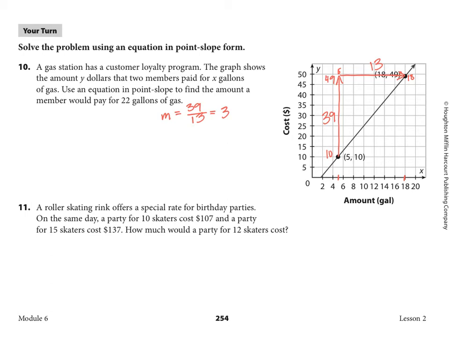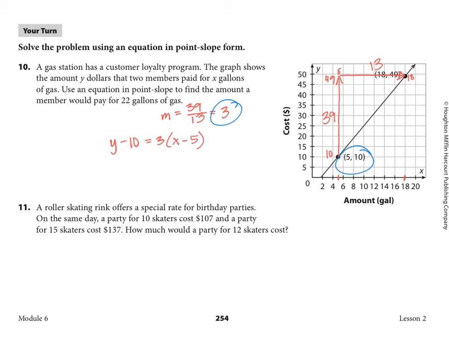Our y-intercept is a little bit tricky here. Oh, you know what? We don't need to find the y-intercept. I just need to use a point. So I'm going to use that point that I circled in blue and this slope, and I'm going to get y minus 10 equals 3 times x minus 5.